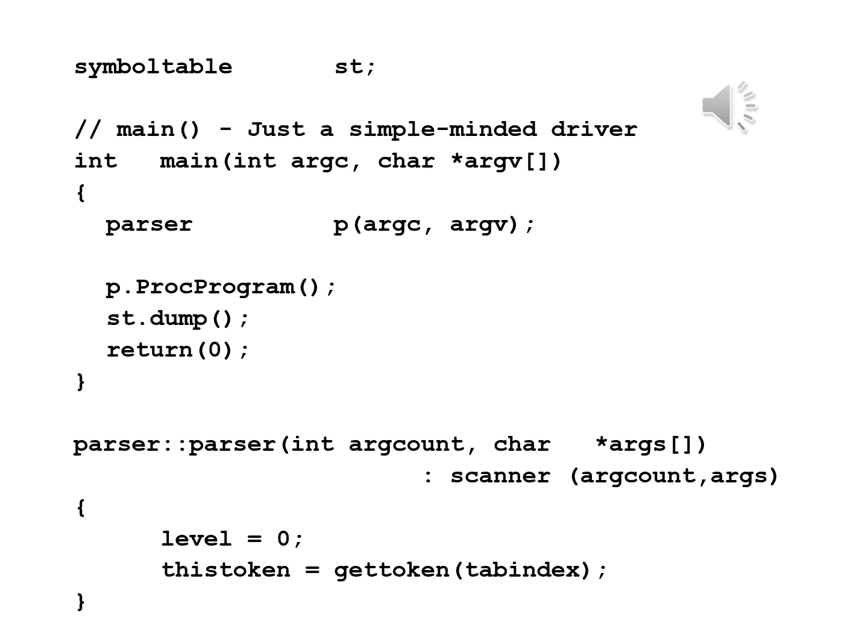The main program has a declaration for the parser, passing it whatever command line parameters there may be. It calls the procedure to parse the program and then to print the symbol table. This facilitates debugging at this point. The constructor sets the level to 0. We need this so we can see the structure of the parse tree, and then we get that first token.